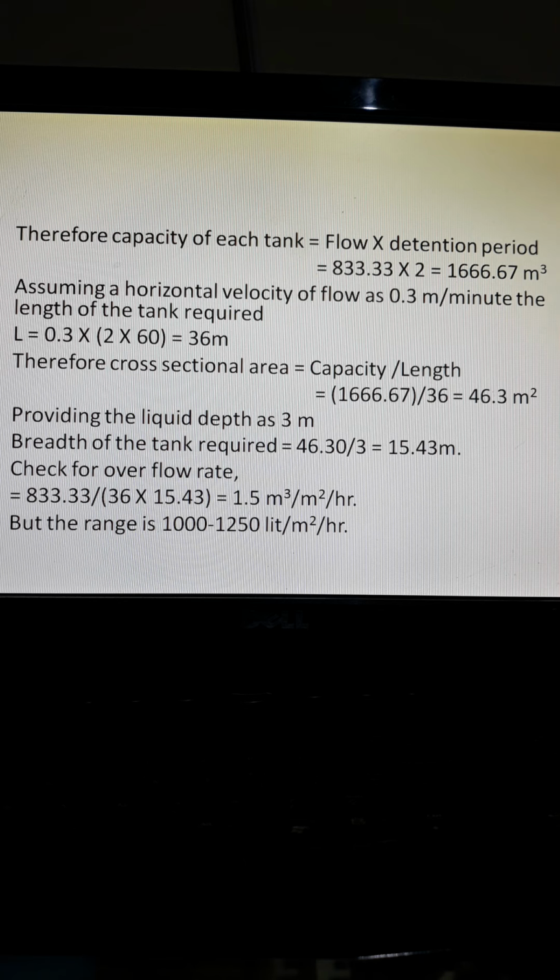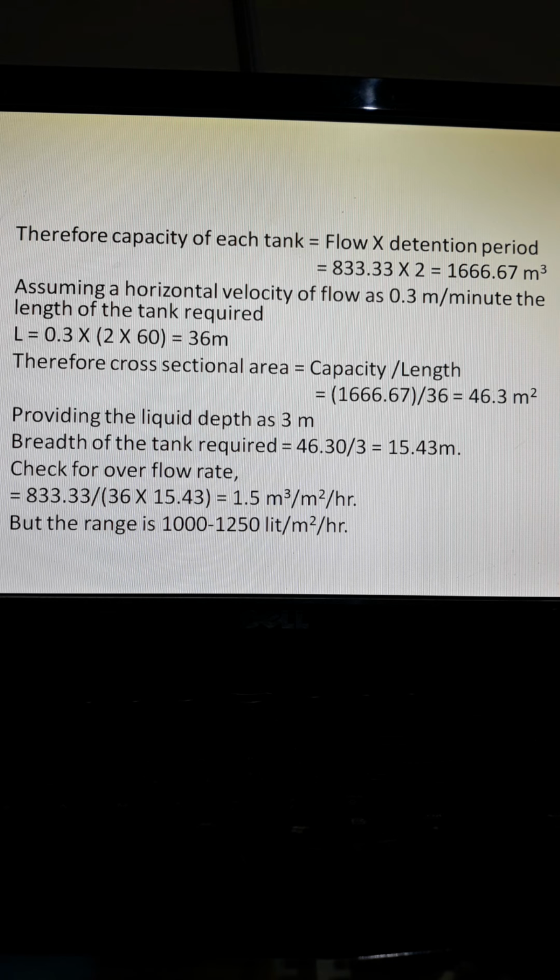So the cross sectional area constitutes what? It is the breadth of the tank and then the depth of the tank. So when the depth of the tank is assumed, we can obtain the width of the tank by dividing the cross sectional area by the depth of the tank, that is 46.30 divided by 3 meter. Therefore 15.43 meter will be the width of the sedimentation tank.